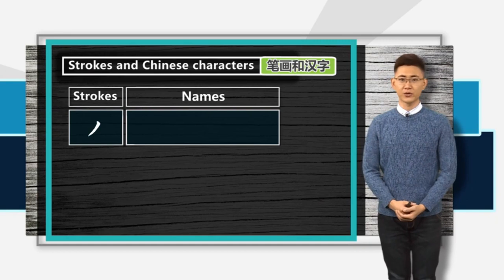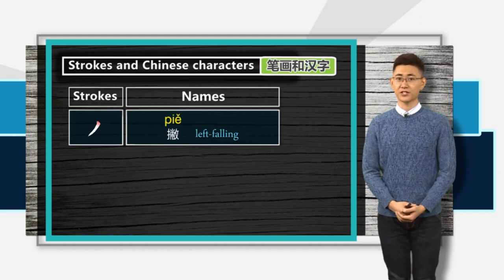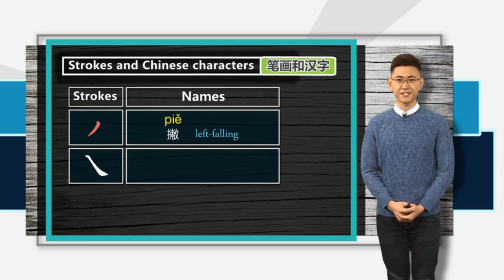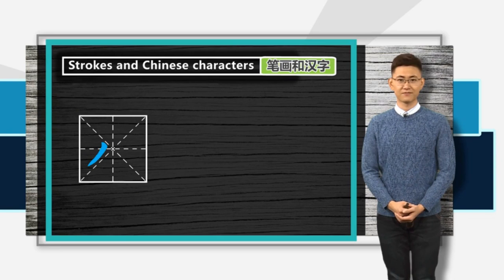Let's look at the next stroke. Left falling. In Chinese, it is called 撇. When writing 撇, you should write from the top to the bottom left. And the next stroke is right falling. In Chinese, it is called 捺. When writing 捺, you should write from the top to the bottom right. With a left falling on the left and a right falling on the right, they make a new Chinese character.